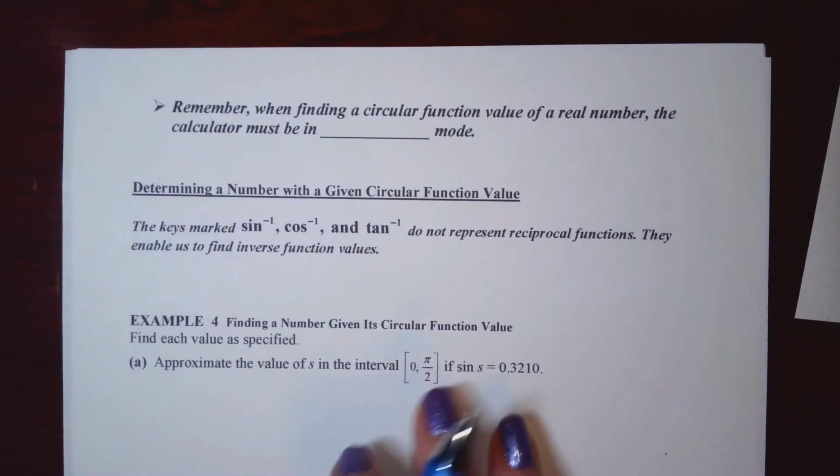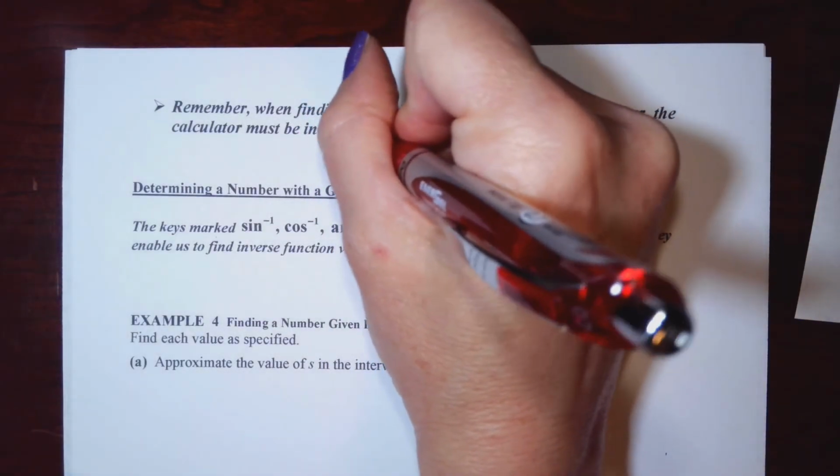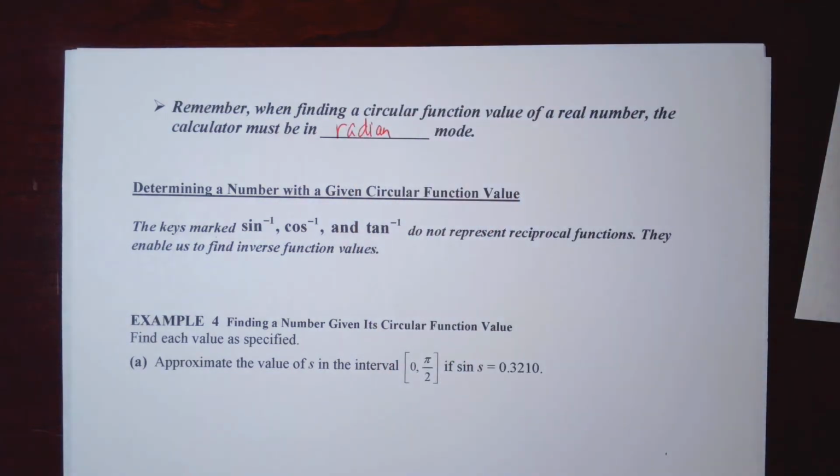Remember that when you're finding a circular function value of a real number, that calculator has to be in radian mode.